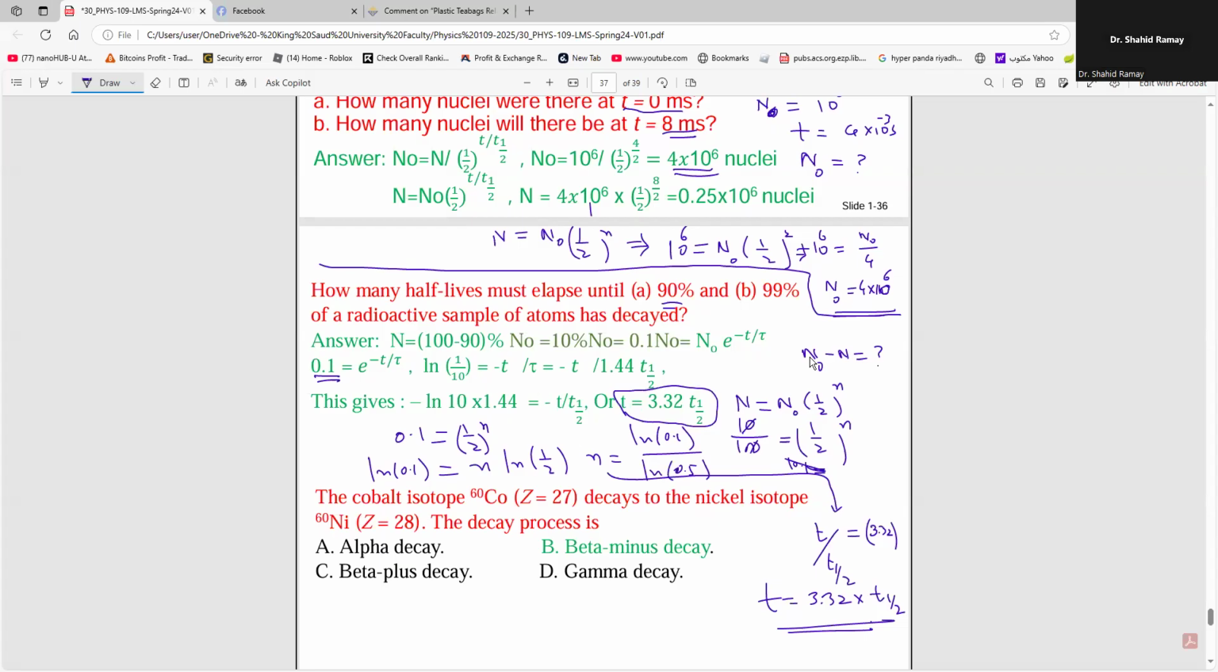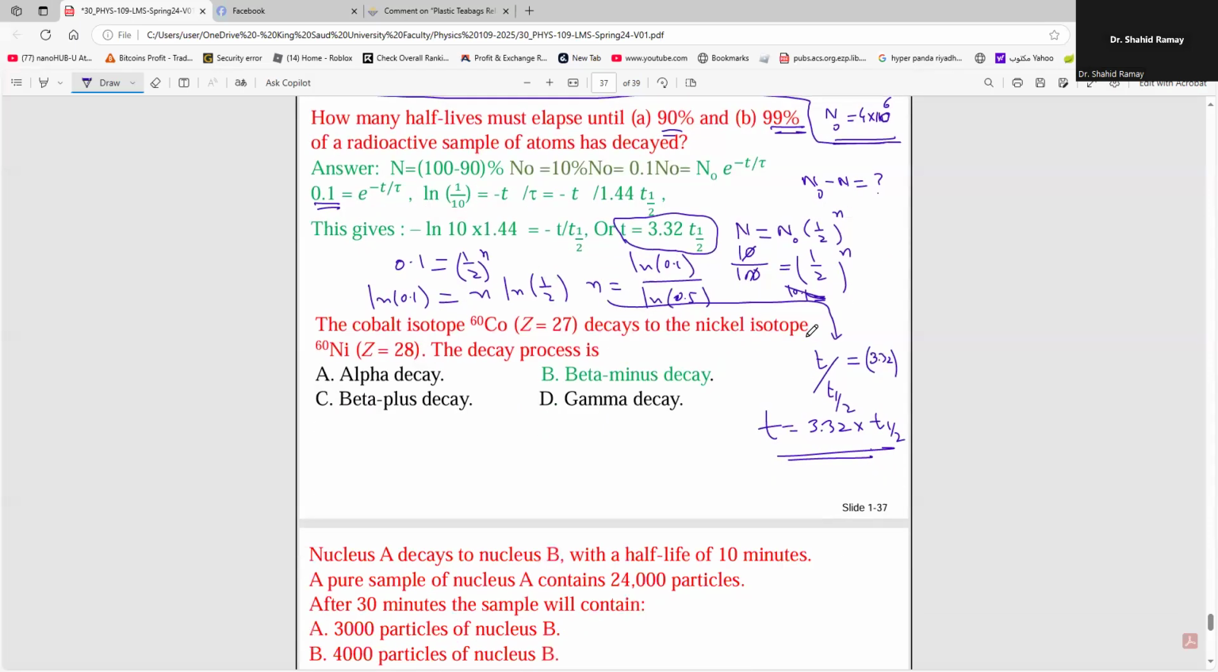Similarly, you can solve this one. Here I solved 10 over 100. So this will be 1 over 100, because here it is 90 and here it is 99. It means N is 1 and N naught is 100. The total is 100, so 1 over 100, and then solve it in the same way, in the same style. This is a little tricky, so understand this one.